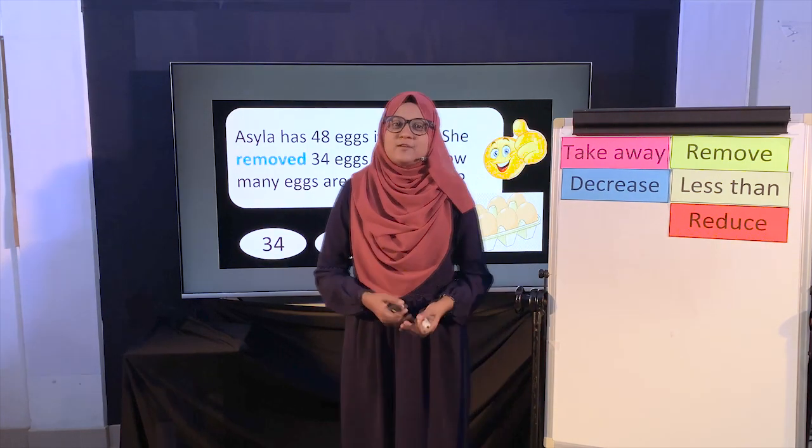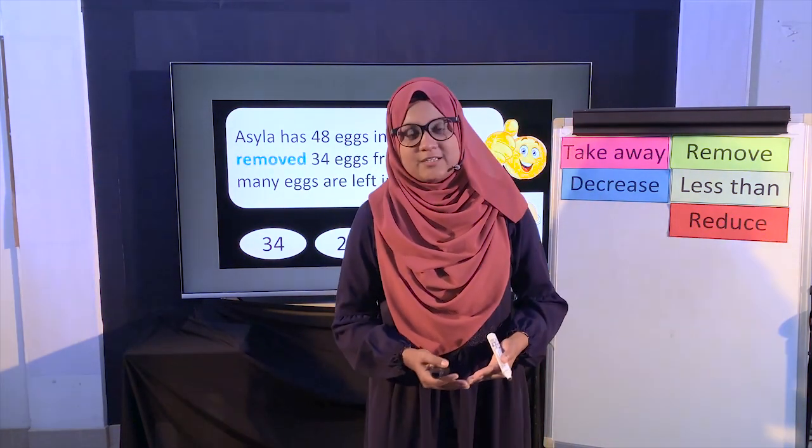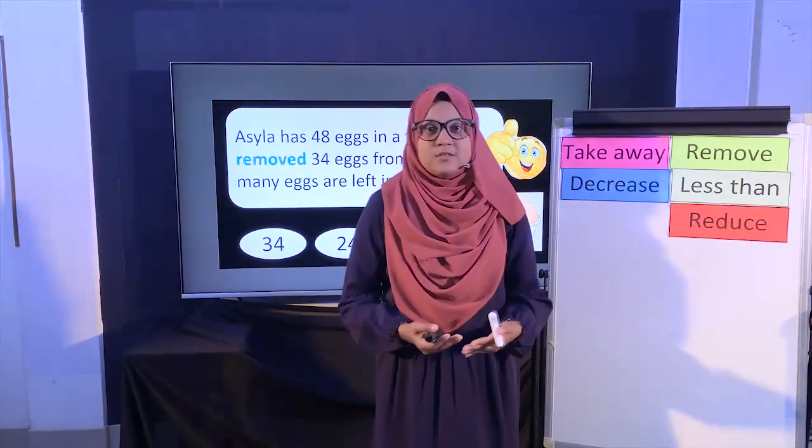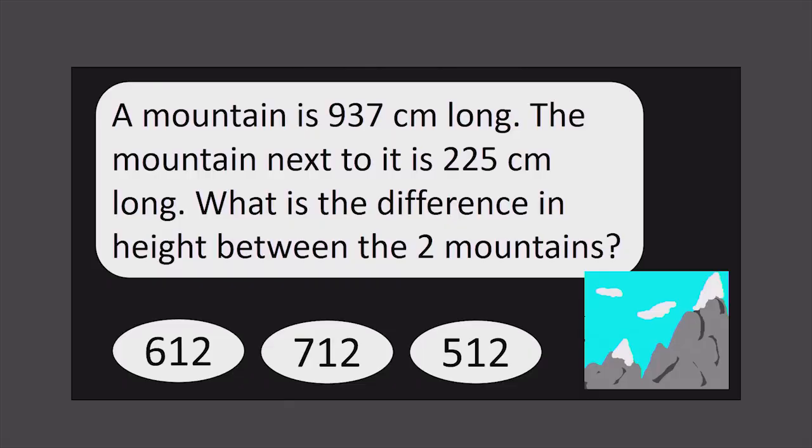Okay, so now we have solved 2 questions. Let's see a different type of question, a little challenging one, so you can think more and answer. So the question is this. A mountain is 937 centimeter long. The mountain next to it is 225 centimeter long. What is the difference in height between the 2 mountains? So remember the steps and try to find the answer.